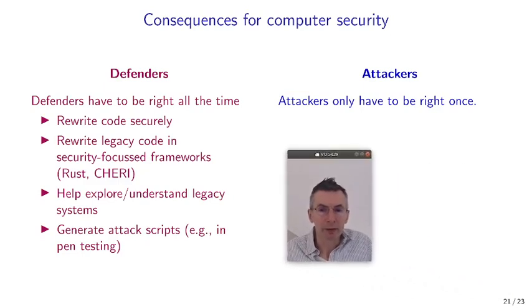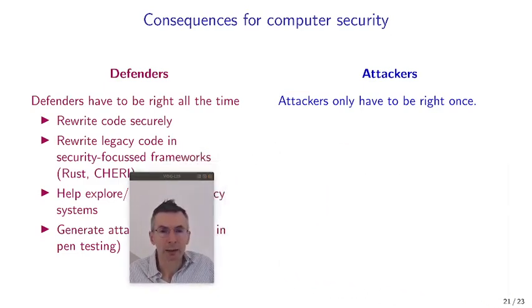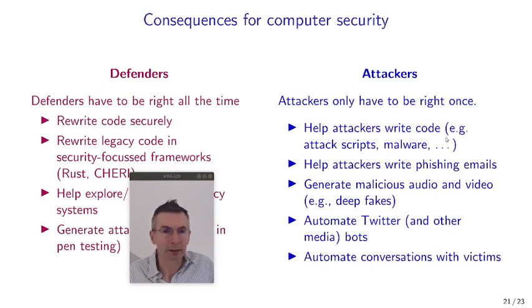Okay, but most of those things will apply to attackers as well. For example, GPT's ability to write software can be used by attackers to write attack scripts and malware and all kinds of other things. GPT could help attackers write phishing emails. GPT could generate malicious, or not even necessarily malicious, just annoying audio and video, could fill the world with this kind of either malicious or just stupid stuff. GPT could automate Twitter bots and other social media bots. That would be a bad thing.